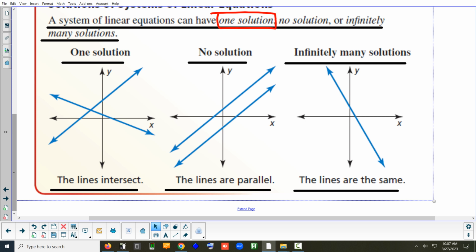Does everybody have everything filled in for the diagram of the lines?